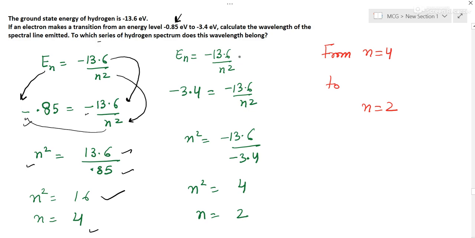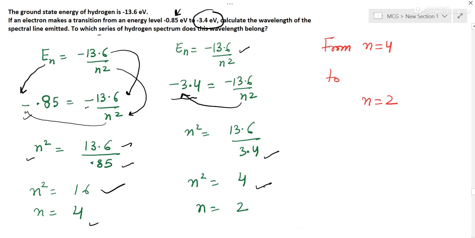Similarly, again I've picked up the same formula and I've kept this particular energy here. Again minus gone, so there is no need to write minus. N square will come this side, 3.4 will come down. When I divided, I got 4. So it means from this to this, the electron is jumping from n equal to 4, the fourth shell, to second.